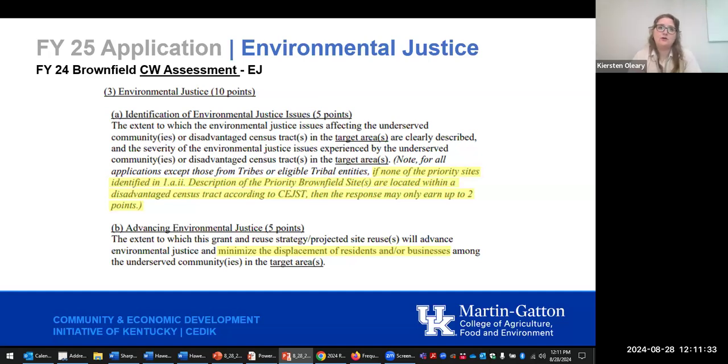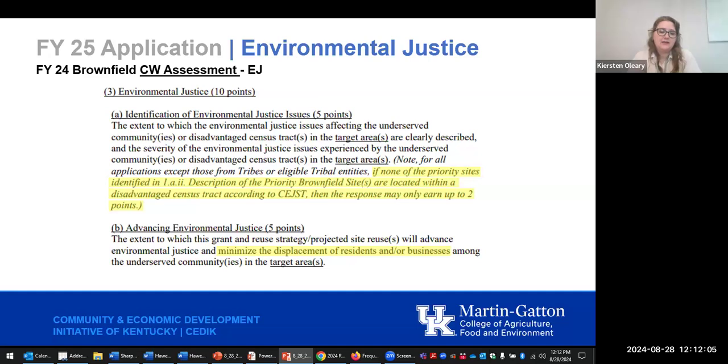So I highly encourage you, if you are doing one of the applications that might be more highly competitive we've seen over the last couple of years, the assessment grant applications, when you are defining your target area, make sure that at least one or a couple of those sites are within those disadvantaged census tracts, and that you're going to be able to get full points for that, especially in those highly competitive grant areas.